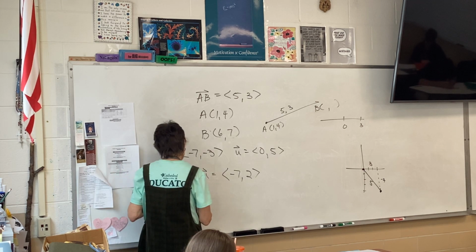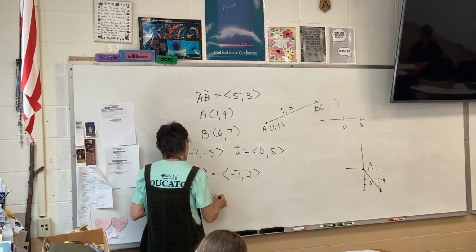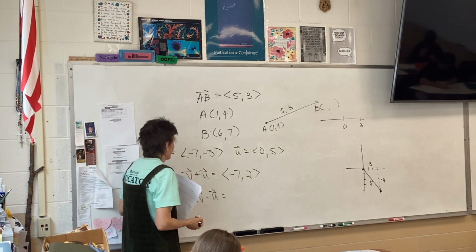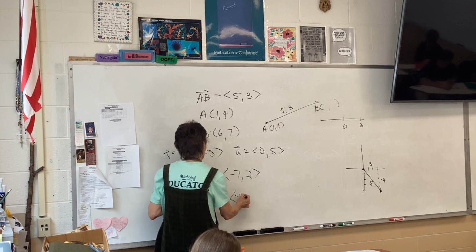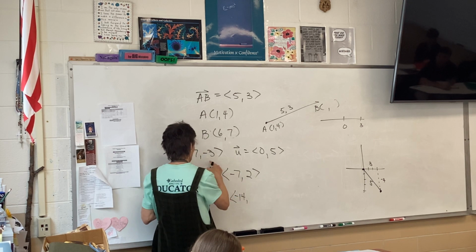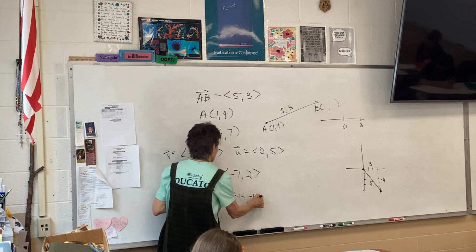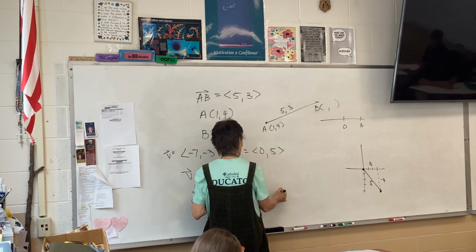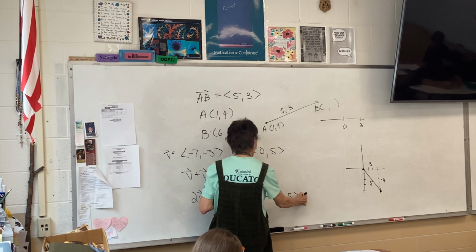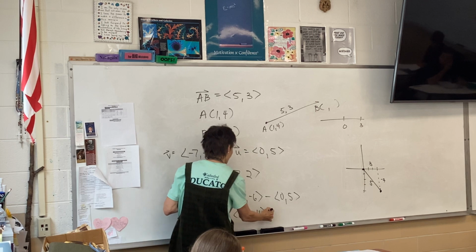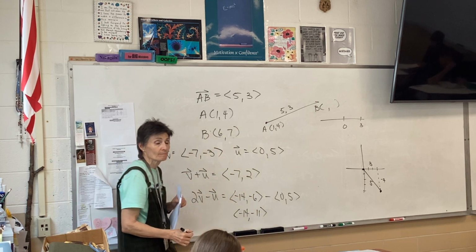How about 2b minus u? Negative 14, negative 11. Well, I'm gonna start with, sorry, negative 14, negative 6, right, that's 2b. And then I'm gonna subtract 0, 5. So you said, Jack, negative 14, negative 11 is our final answer?